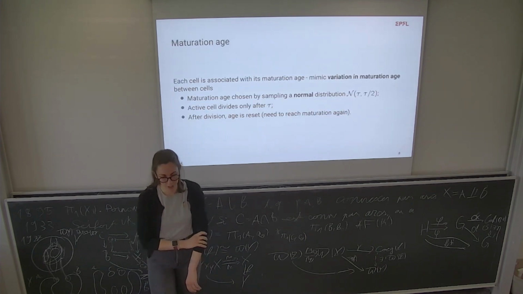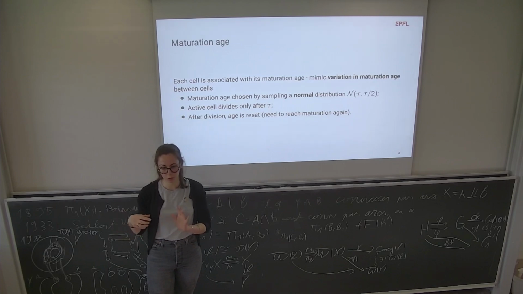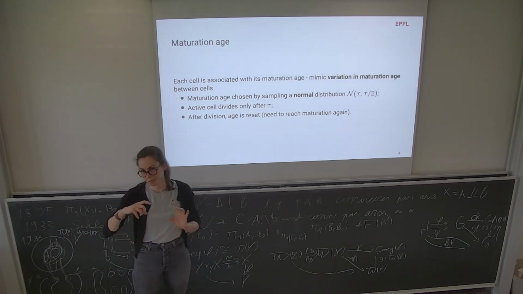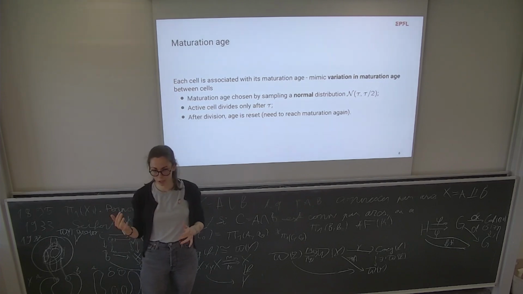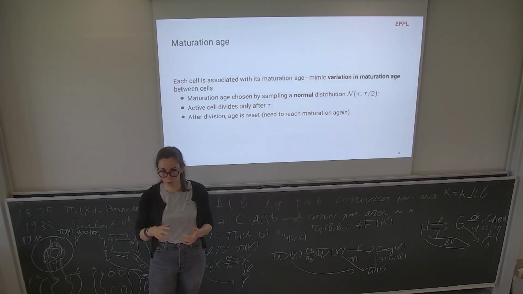Another thing I added, to take into account the fact that bacteria do not all divide at the same time, is that I coupled the cellular automaton with another matrix which encodes a maturation age. A cell can divide only if it reaches its maturation age. If not, it does not divide. I took a normal distribution for that, with a standard deviation which is half of the mean.